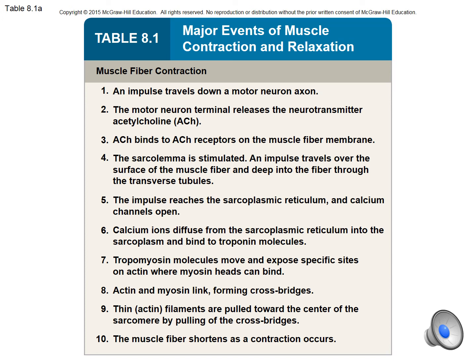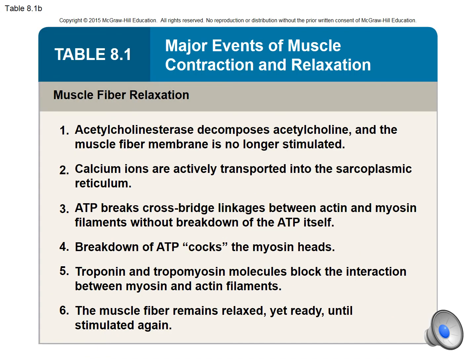Number 8, actin and myosin link, forming cross bridges. Number 9, thin actin filaments are pulled toward the center of the sarcomere by pulling of the cross bridges. And that's really the myosin heads pulling the actin filaments towards the M line. Number 10, the muscle fiber shortens as a contraction occurs. So here we're going to go through the steps of relaxation. It's really sort of reversing the steps we just went over.